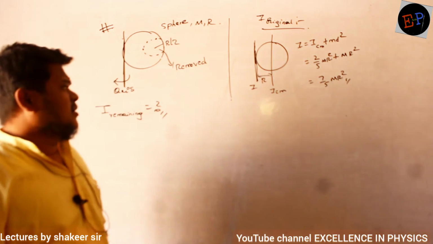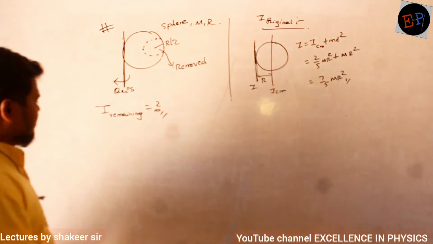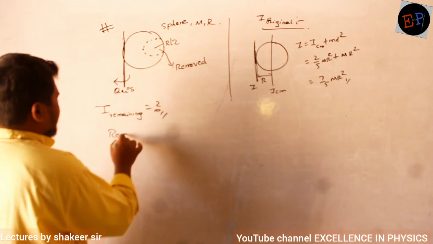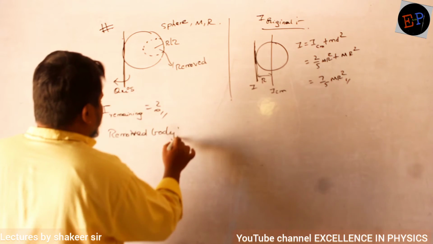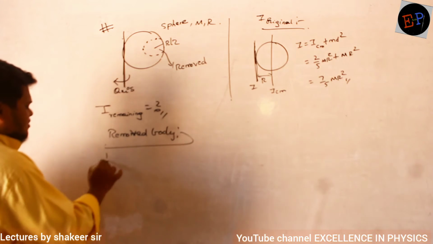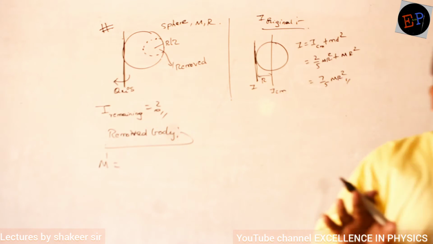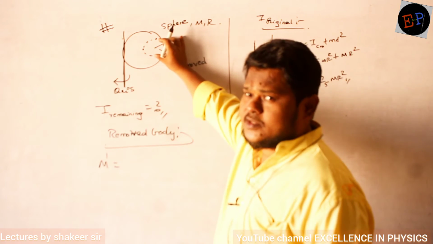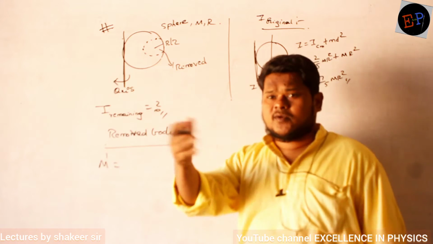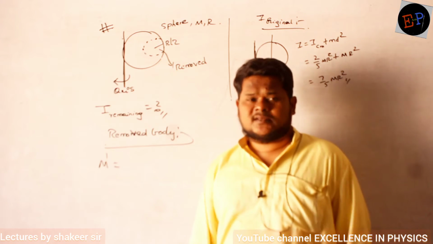Okay? Now I want to calculate the moment of inertia of the removed body. So let us calculate for the removed body. First of all, I don't know the mass of the removed body. What is the sphere removed? A very small sphere whose radius is r by 2. But what is its mass? Do I know?